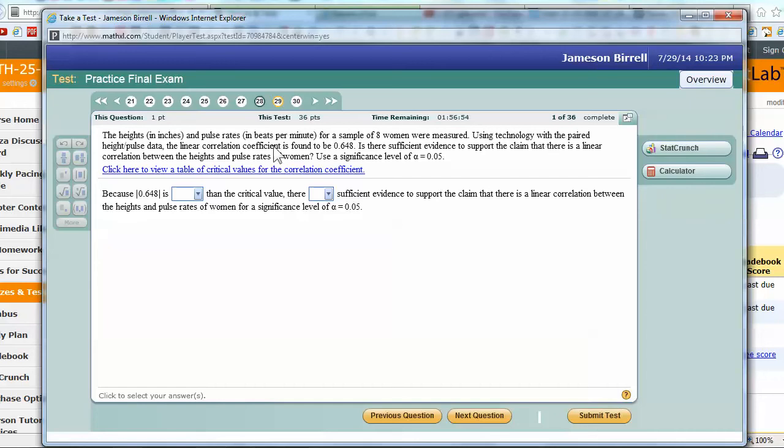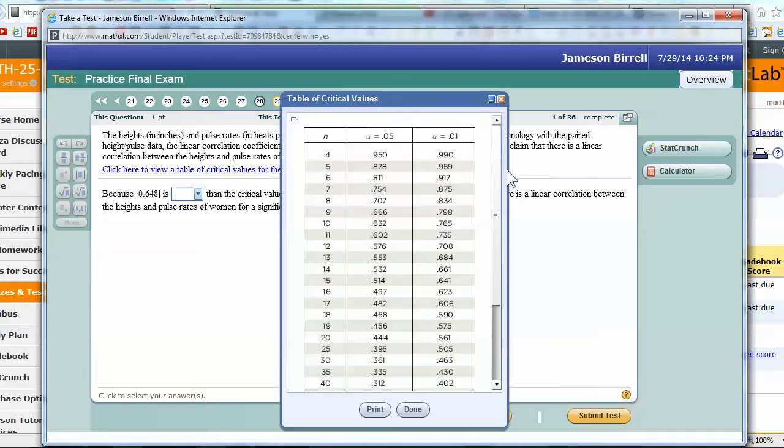Using technology with the paired data of height and pulse rate data, the linear correlation coefficient is found to be 0.648. Is there sufficient evidence to support the claim that there is linear correlation between the heights and the pulse rates of women? And we are going to use a 5% level of significance. Okay, so all we need to do is go to the table and compare this to the critical value. If it is above the critical value, this is our R value, remember? Our Pearson R. If it's above, then we will say that there is correlation, and if it's below, we'll say there isn't. So let's get the table open here.